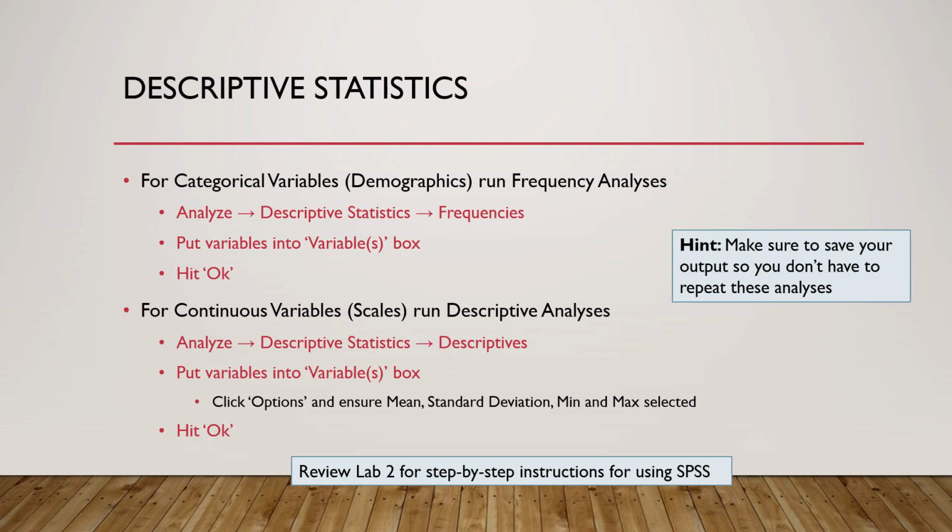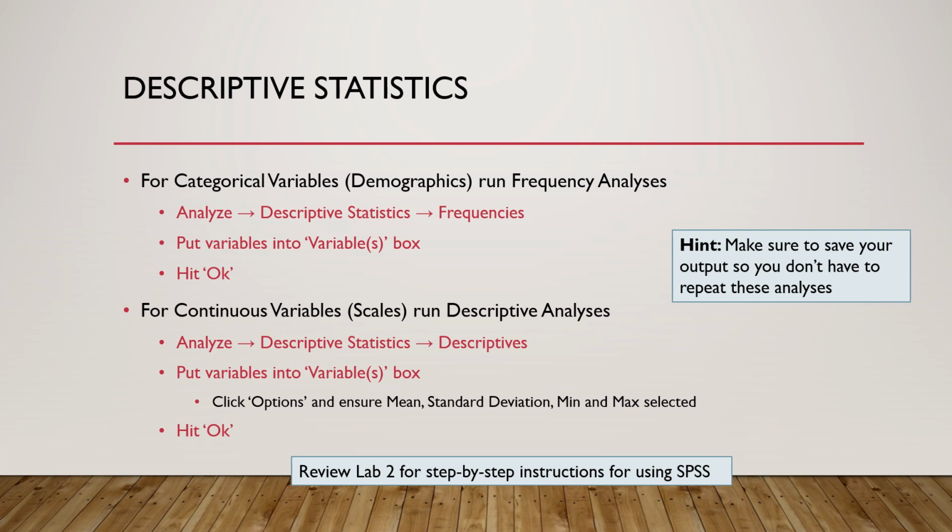If you're doing a categorical variable, you need to go into the Analyze, Descriptive Statistics, Frequencies, because this is a frequency analysis there. You're trying to figure out the breakdown, how often somebody reported a certain value on that variable. You put the variables into the variable box and you hit OK, and that's how you get the frequencies.